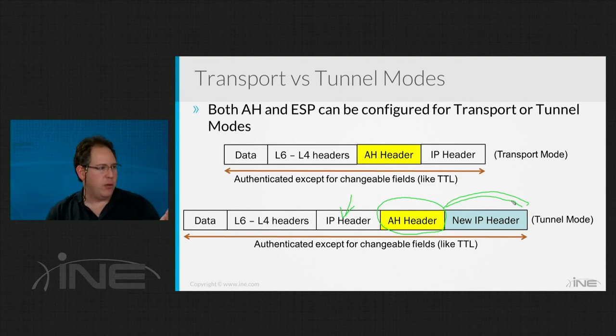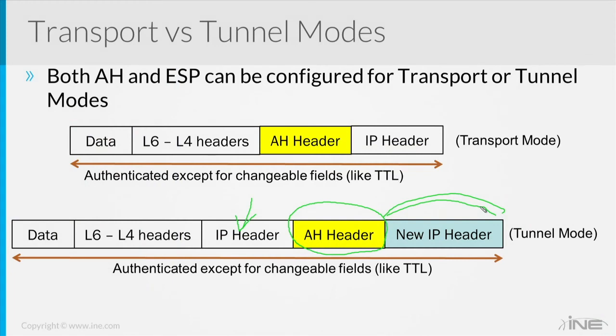In tunnel mode, both with authentication header and encapsulating security payload, the concept is we're leaving our original IP header alone and we're putting some new headers in front of it. In this particular case, we're putting the authentication header in front of it and a brand new IP header in front of that. And this new IP header has a source of my router and a destination of the router or the security appliance at the other end of the tunnel.